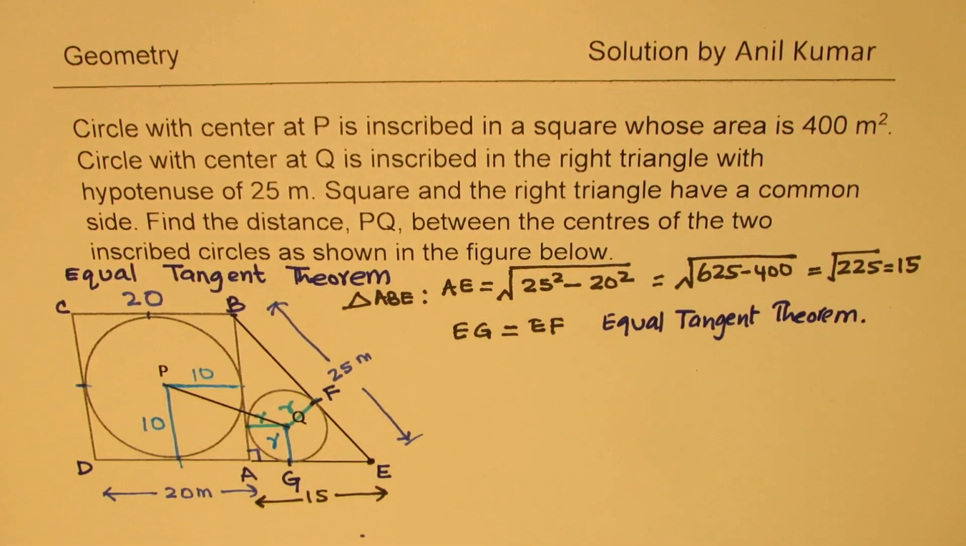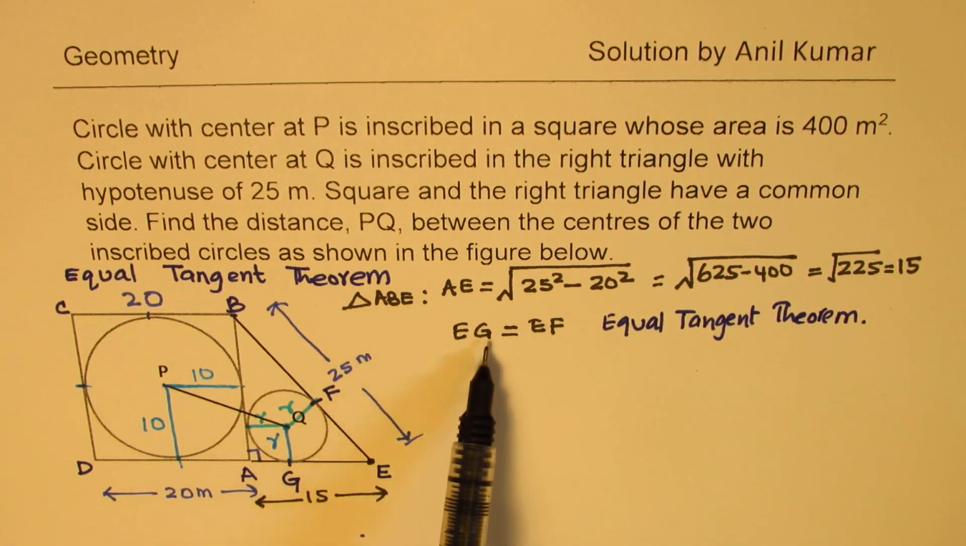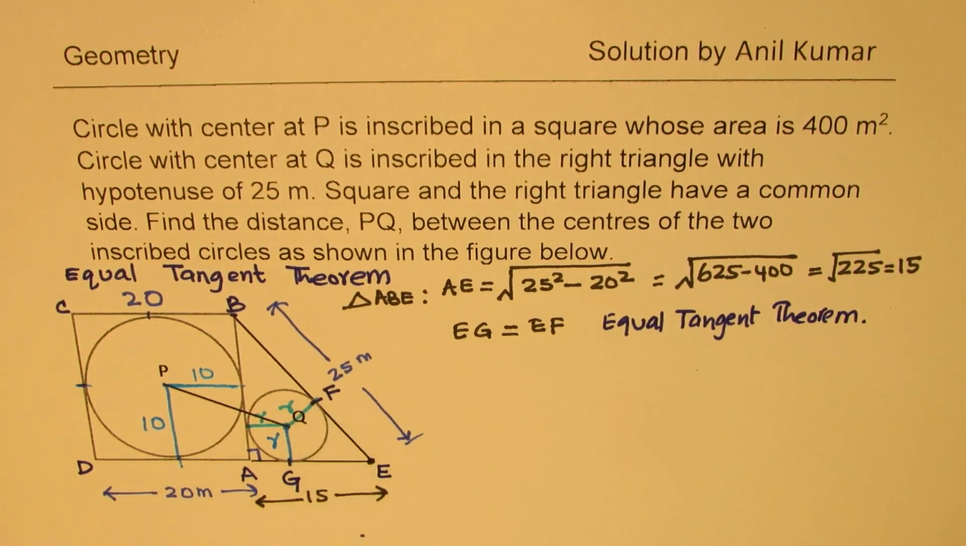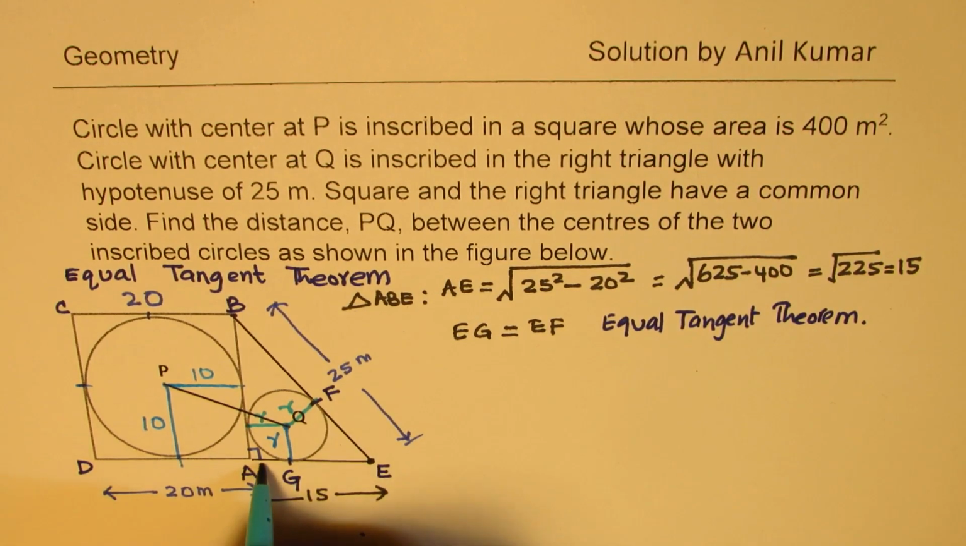You can solve many geometry problems using this theorem, right? So we know EG is equal to EF. Now what is EG equal to? This is R, that means A to G is R, right? So what is EG? EG will be equal to 15 minus R.